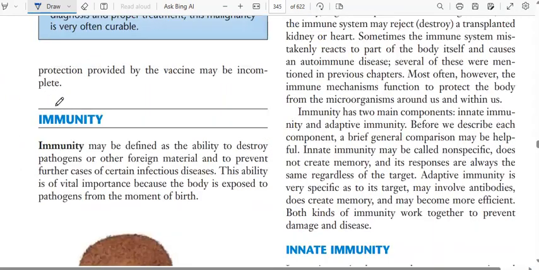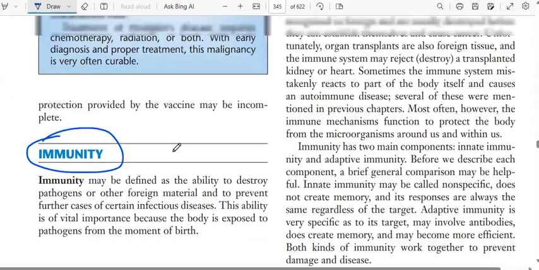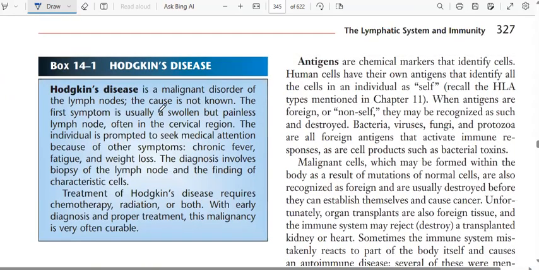So next is immunity. We'll discuss immunity. Before that, we have one condition, that is Hodgkin's disease. Hodgkin disease is a malignant disorder of the lymph. So what is it? Malignant means cancer. The cause of the cancer is not known. The first symptom is usually swollen but painless lymph nodes. So lymph nodes are swollen.